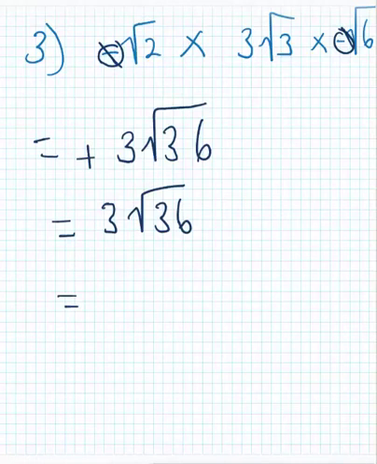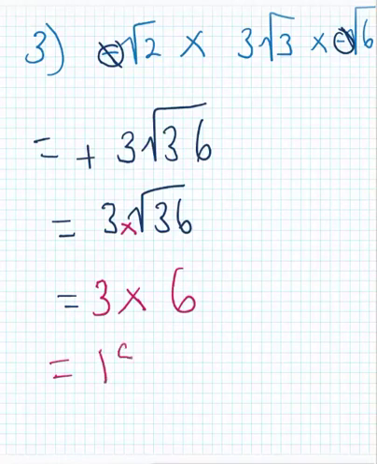Now, we know that in between the 3 and the square root of 36 is a times, so I have 3 times, and what is the square root of 36? 36 is a perfect square, and I know the square root of 36 is 6, and 3 times 6 leaves me with 18. So my final answer was actually a whole number. I didn't end up with a surd as my final answer. I started off with surds being multiplied together, and eventually when I simplified this, I ended up with 18.